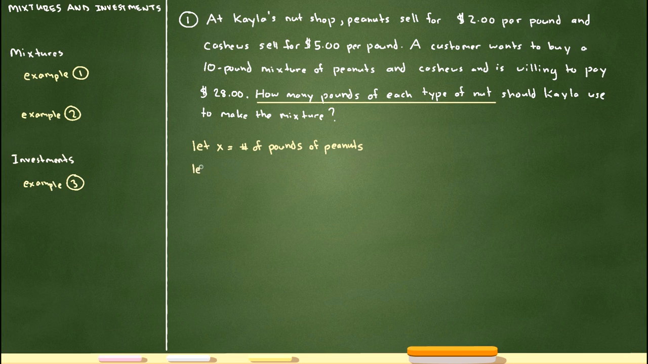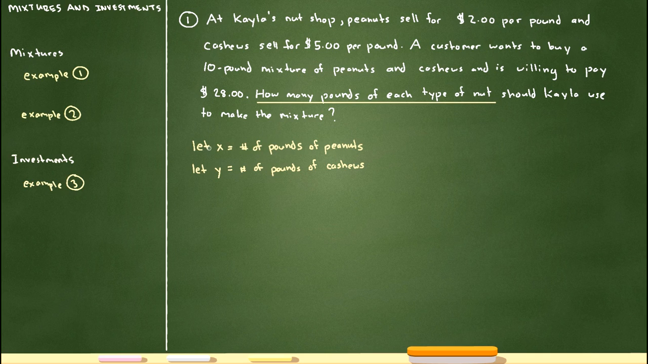And I could say let y. Now we're also looking for the number of pounds of cashews, because we want this mixture. So y could be the number of pounds of cashews. So this will help us solve the problem here. So that's a good beginning point.